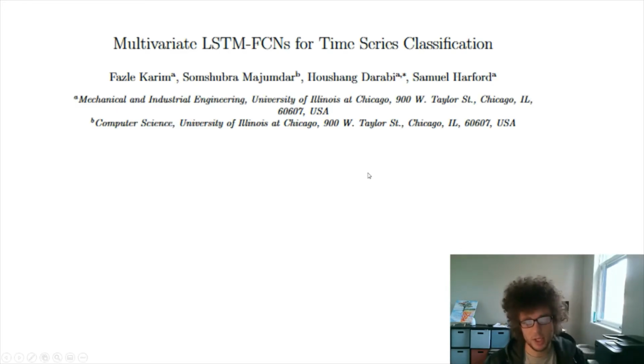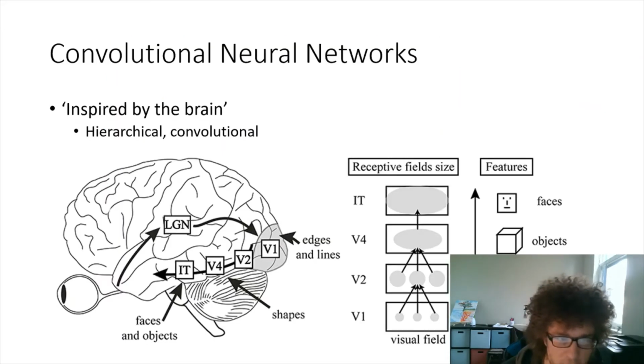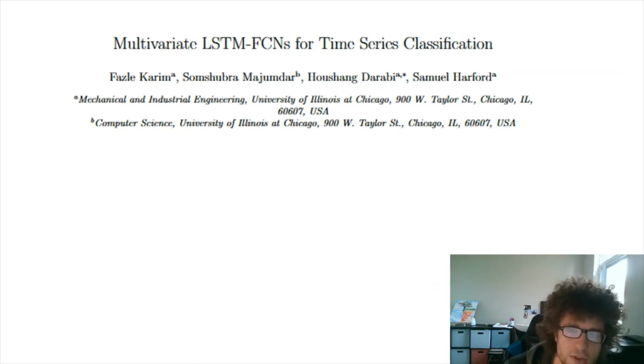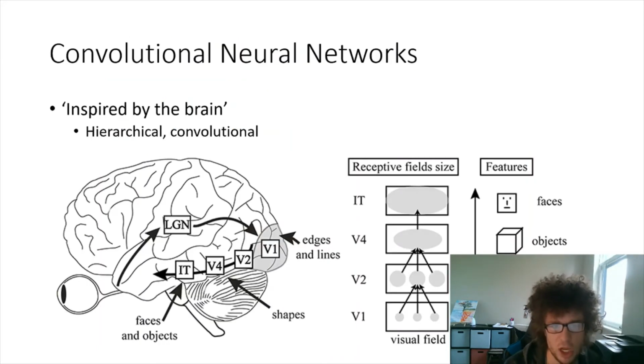So next I'm going to talk about this paper that uses multivariate long short-term memory neural networks with fully connected convolutional networks for time series classification. The reason I'm talking about this paper is that it's more or less the state of the art for a lot of different time series classification tasks. I think it's a good entry point, as of right now, October 2020, to think about how machine learning approaches have been handling these time series problems.